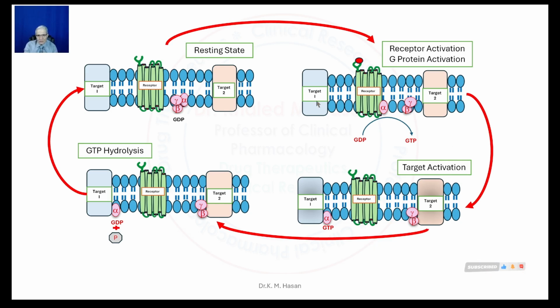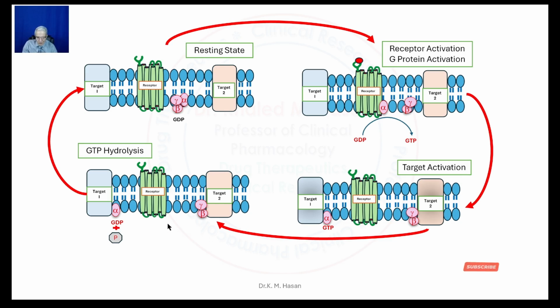So you can see here, first of all, we have resting state, then we have receptor activation, protein activation. This will lead to the target activation. The target activation here could be effector, or could be cells, or could be tissues. Okay, then when this operation is done and finished, the situation will be recycled, reused the same.